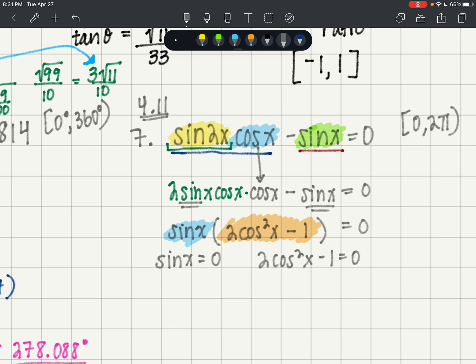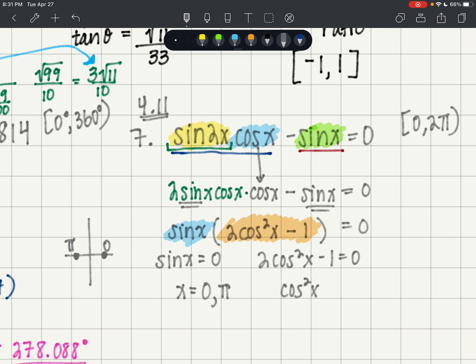Where does the sine of x equal 0? Well, that's when the y value is 0, which happens on the x-axis. So my angle would be 0 radians and pi radians, 0 and pi.